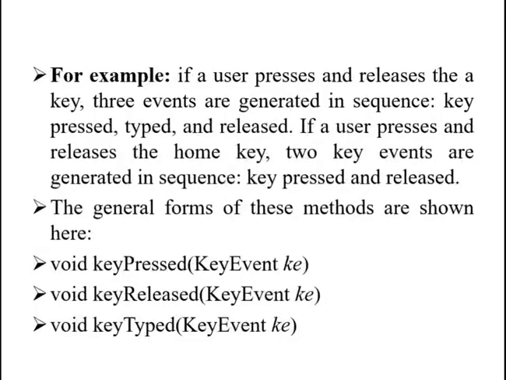For example, if the user presses and releases a character key, three events are generated in sequence, that is keyPressed, keyTyped and keyReleased. If the user presses and releases the Home key, two events are generated in sequence, that is keyPressed and keyReleased. The general form of these methods is shown here, that is void keyPressed(KeyEvent ke), then void keyReleased(KeyEvent ke), void keyTyped(KeyEvent ke).